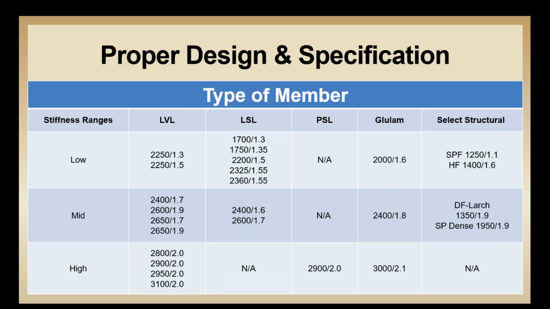Let's take a look at SCL, glulam, and select structural lumber and compare the strength properties that mostly control beam design, that is allowable bearing stress and the modulus of elasticity. This relates to the stiffness of the material or the ability to resist deflection. Looking at this table, we can group these materials into three categories based on their stiffness. We see that LVL and glulam offer products that fit into all categories, whereas LSL and dimension lumber fall within a lower to medium strength range. LVL, glulam, and PSL can be produced with properties that fall within the high strength ranges.